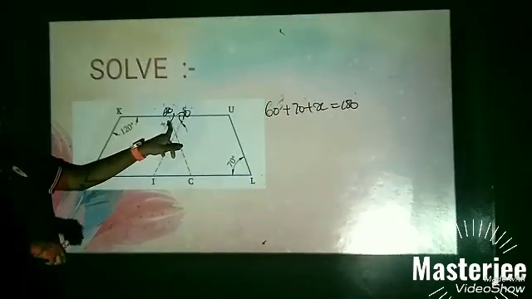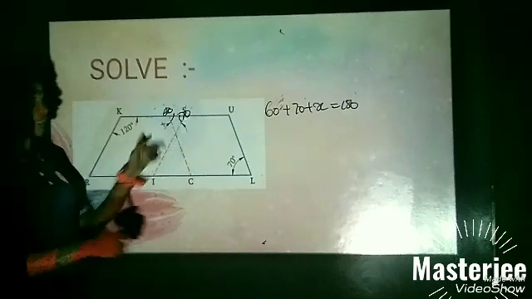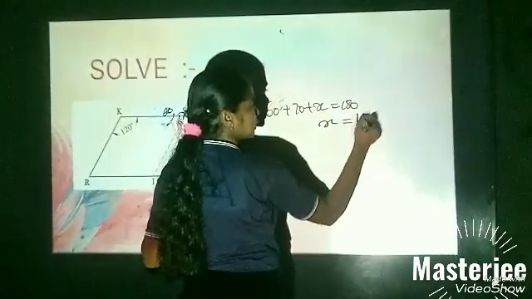Here this angle is equal to 60 degrees and this angle will be 70 degrees. So x will be 50 degrees.